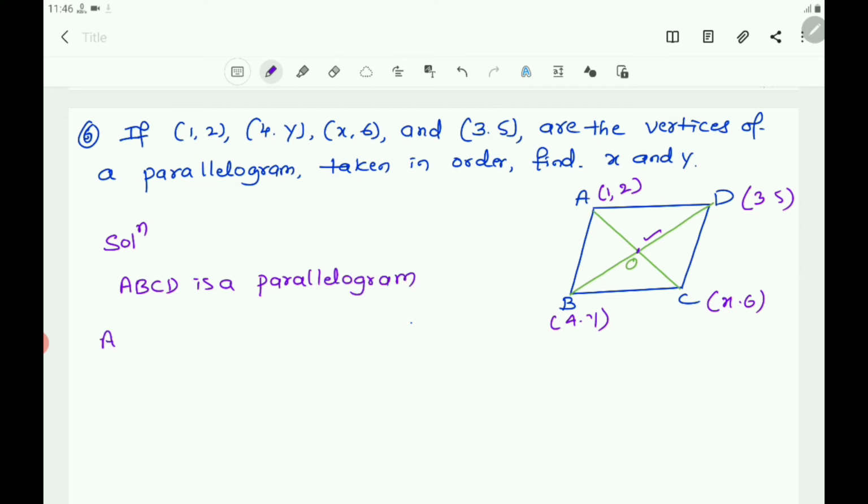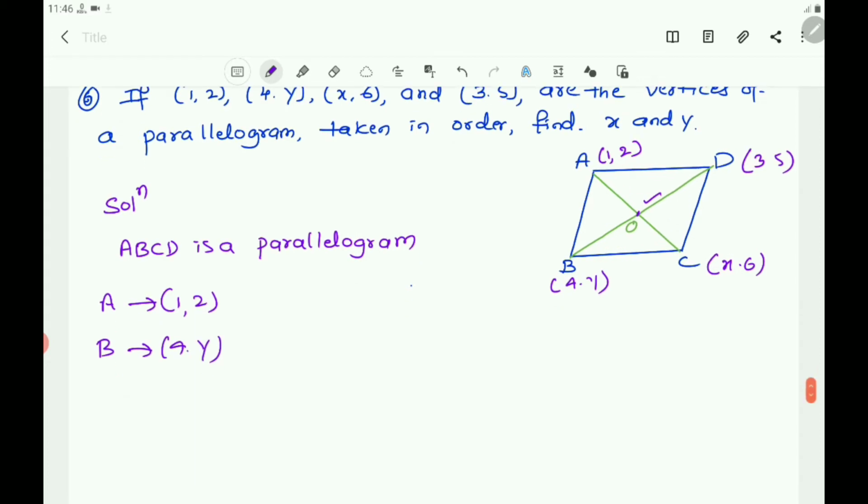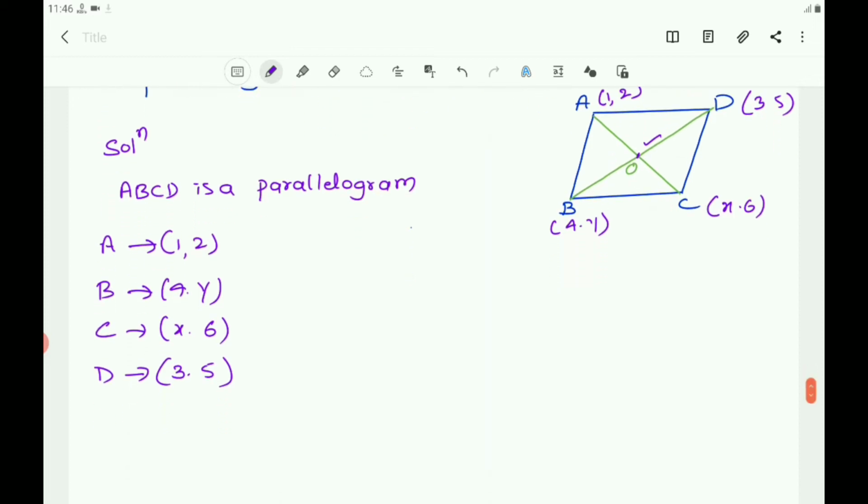Then A is a vertex with point (1, 2). Then B is a vertex with point (4, y). And C is a vertex with point (x, 6). And D is a vertex with point (3, 5). Then we know that diagonals AC and BD bisect at a point O.